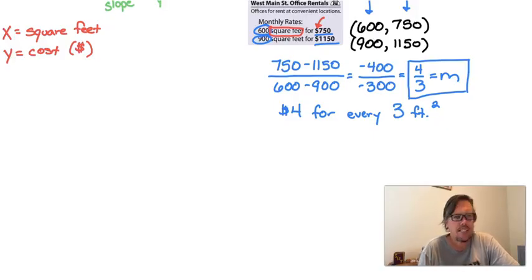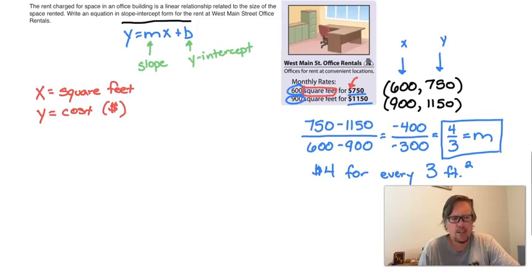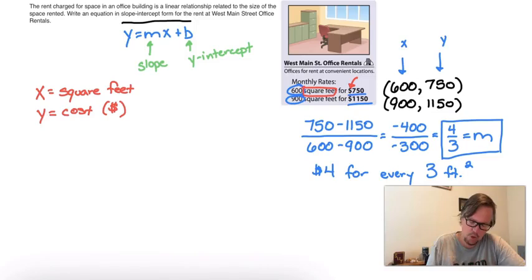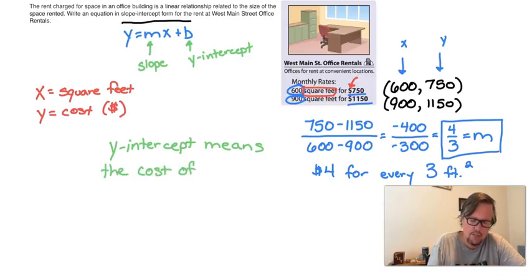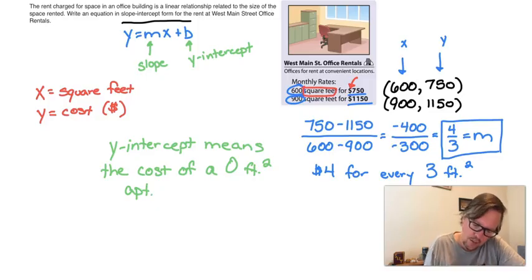Okay, now the second part is a little trickier. How am I supposed to find the y-intercept? Well, let's ask ourselves, what does the y-intercept mean in this problem? Y-intercept means x is 0. X is 0 is the y-intercept. So y-intercept means the cost of a 0 square foot apartment. Or these aren't apartments, these are, what is it, office buildings. A 0 square foot building.